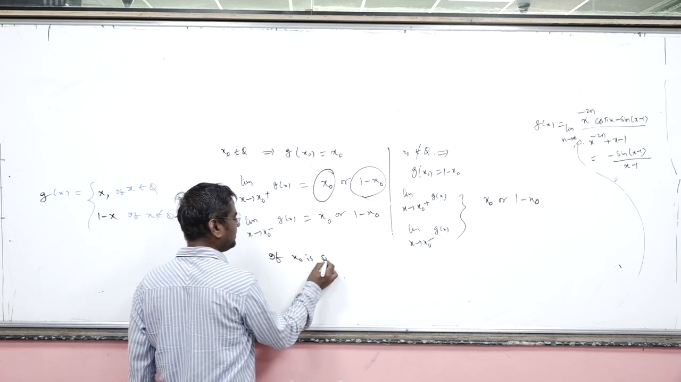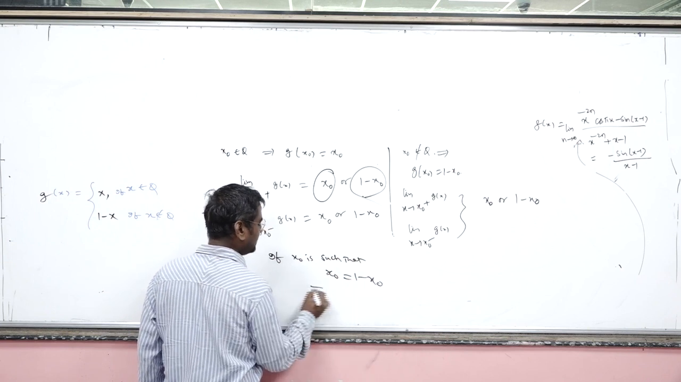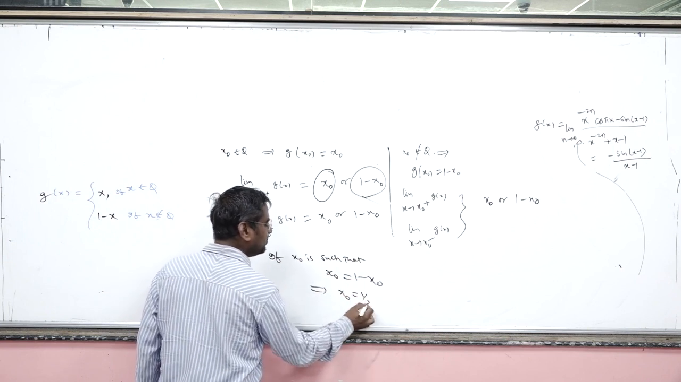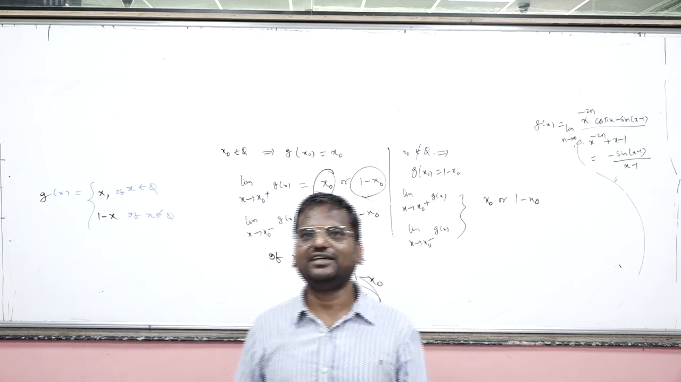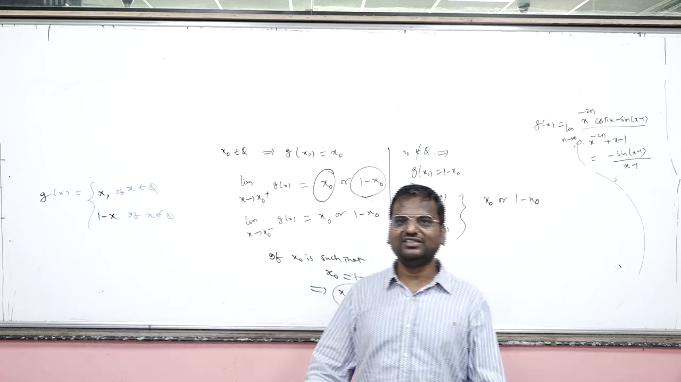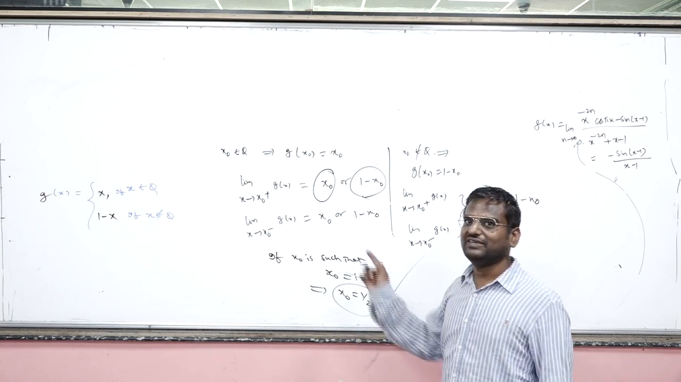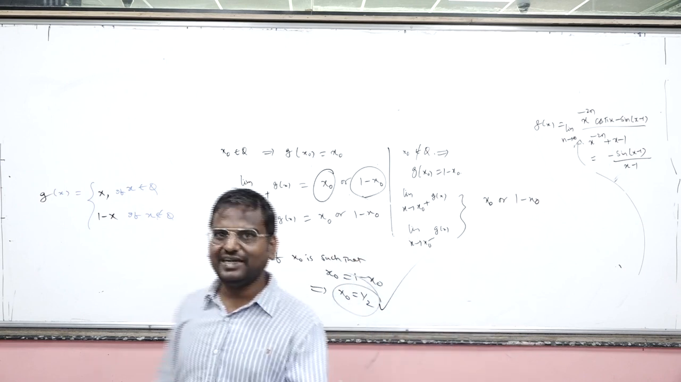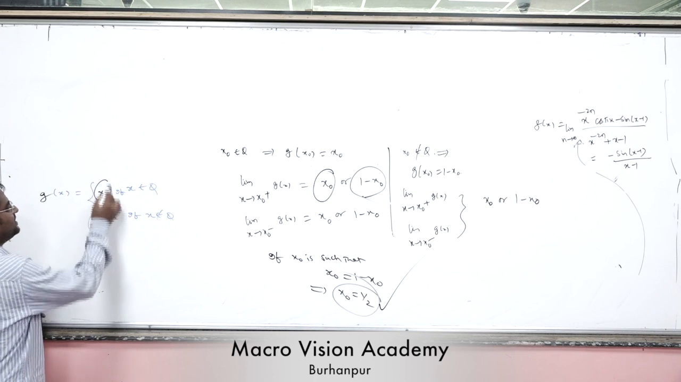if x naught is such that x naught equal to 1 minus x naught, that means x naught equal to 1 by 2. You take that branch or this branch, doesn't matter, the value is always 1 by 2. So how does it matter to you? So therefore, when x naught equal to 1 by 2, my function is continuous. So the simple trick is whenever they give you a modified Dirichlet thing, you just equate this to this.